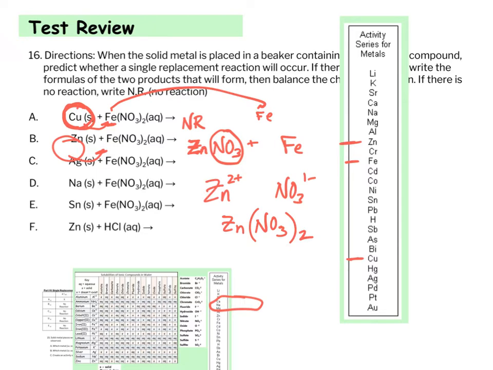Now, I think the test is mostly multiple choice. You may not have to write out formulas like that. All right, that's what single replacement and the activity series is all about. It might end up being no reaction, or it might have a single replacement occur.